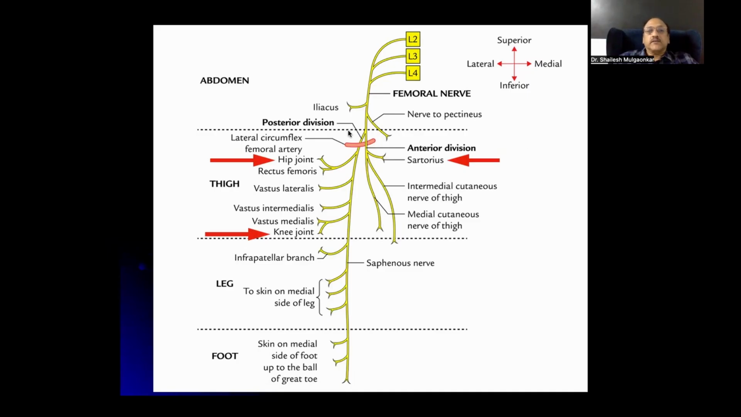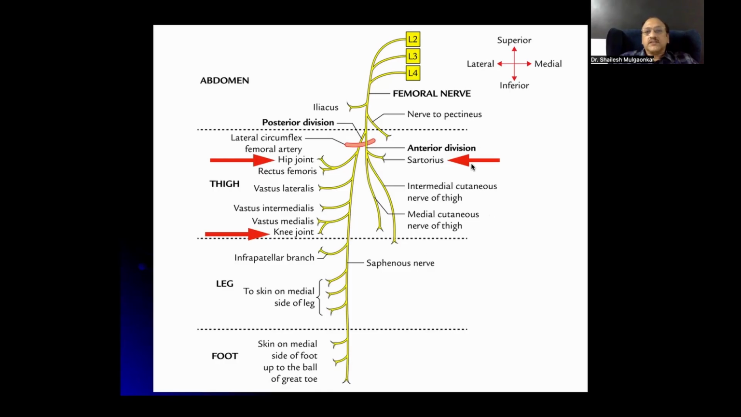whereas the posterior division supplies the hip joint as well as the knee joint and the quadriceps: the rectus femoris, the vastus lateralis, vastus intermedius, vastus medialis. And then it comes down as the saphenous nerve in the adductor canal. So all this is only the cutaneous supply. All the motor branches are given at a higher level. That's why when you give an adductor canal block, the quadriceps weakness is spared. Then it comes down to the level of the foot. So for the ankle block, you give a saphenous nerve block here.